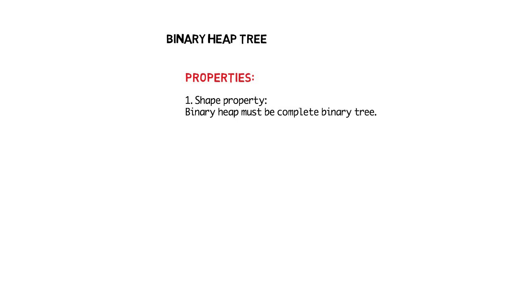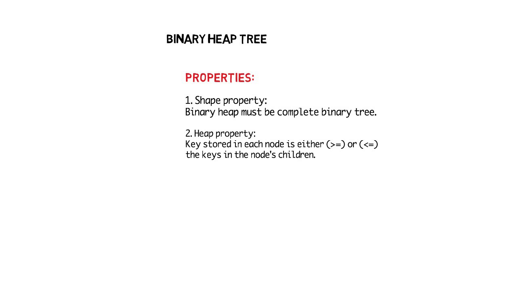First, it is a complete binary tree, which means all levels of the tree except possibly the last one are fully filled, and the nodes of the last level are filled from left to right. Second is the heap property. The key stored in each node is either greater than or equal to, or less than or equal to, the keys in the node's children.